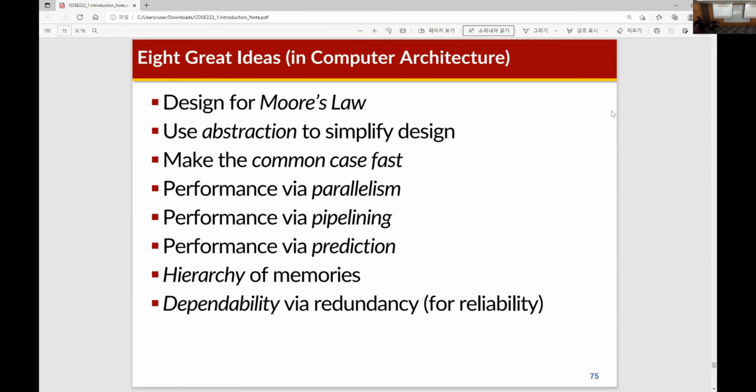Okay, and then reliability. So it's a very advanced issue of the computer system. So these are the 8 great ideas in computer architecture. Then based on these ideas, we develop computer systems or computer processors. Okay.